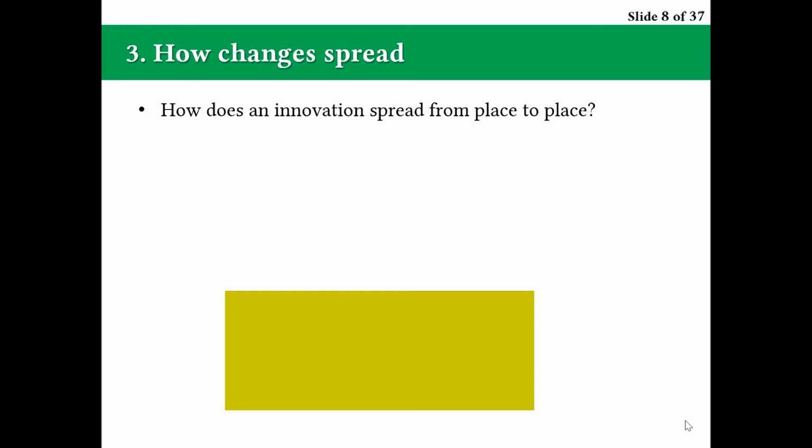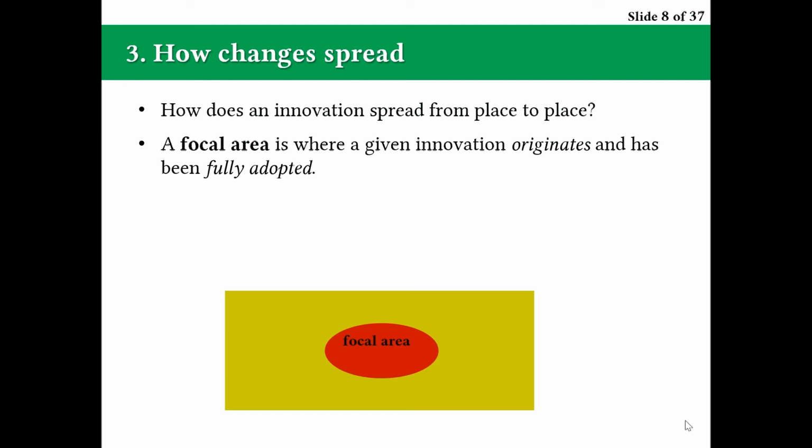The next question to think about is, so we have an innovation, how does it end up spreading? How does it spread from place to place? So there's some terminology that's used to describe this. When you've got a change that's starting to spread, the focal area is where that change originated, and also the area in which that innovation has been fully adopted. So if there's a particular city where everyone has adopted some new change, then that city would be the focal area.